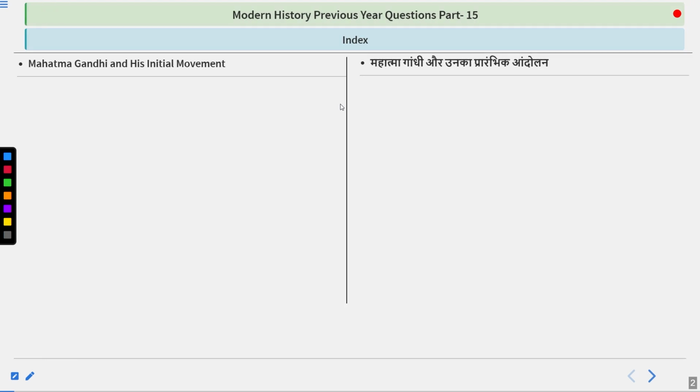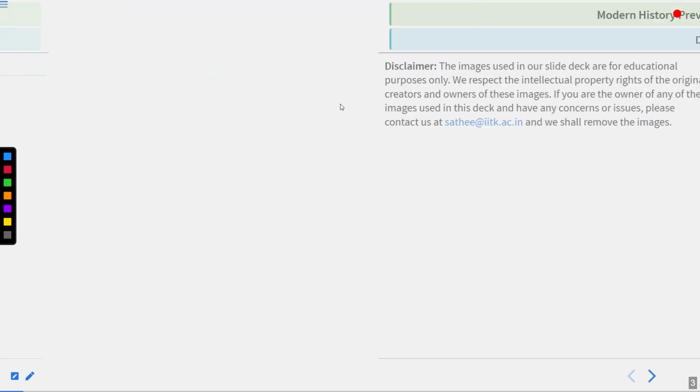I have got Mahatma Gandhi and his initial movement.